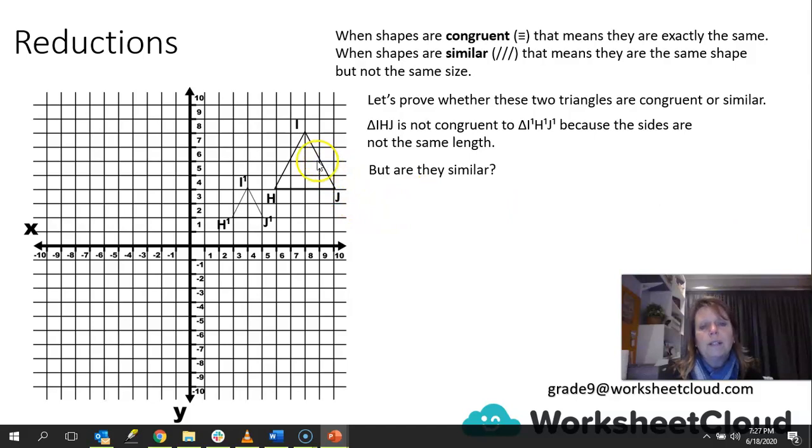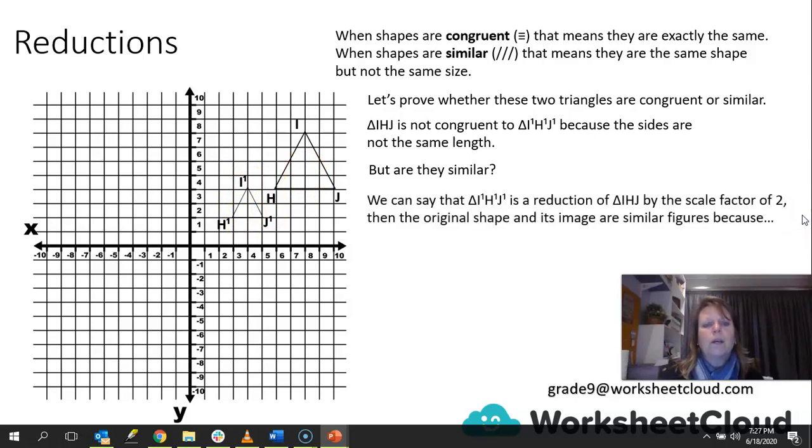But are they similar? So we've already decided, remember, congruent means that they are exactly the same: the same shape and the same size. We can see quite clearly that this one is smaller than this one, so that rules out congruency. But let's see if they are similar. We can say that triangle R1H1J1 is a reduction of triangle IHJ by the scale factor of 2.